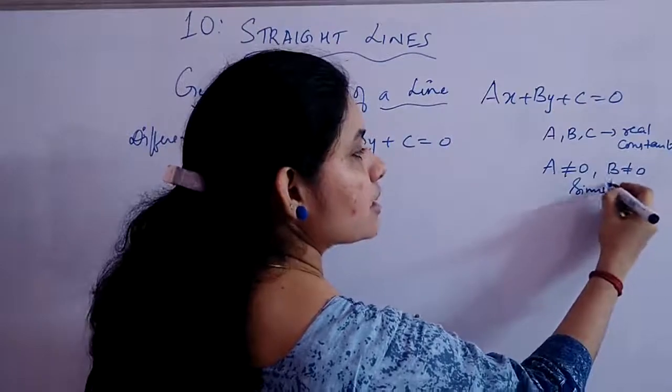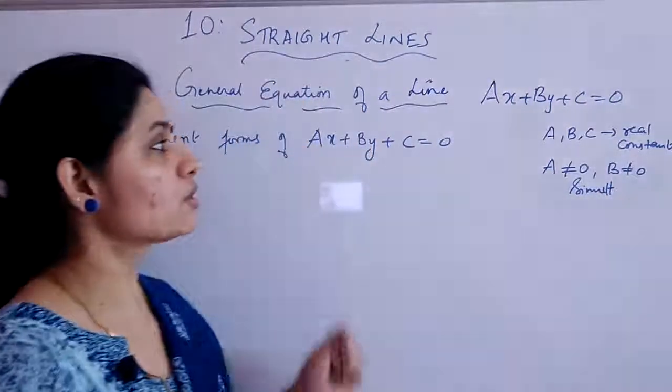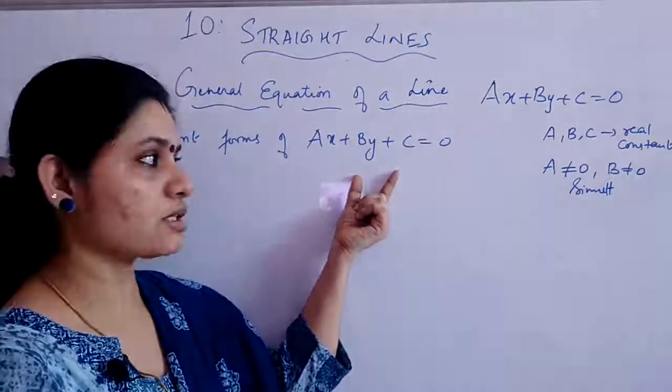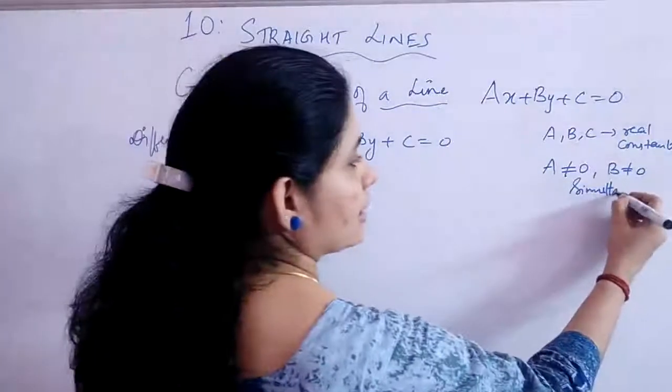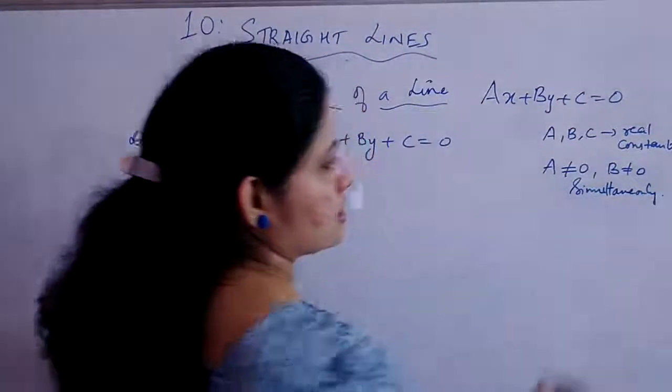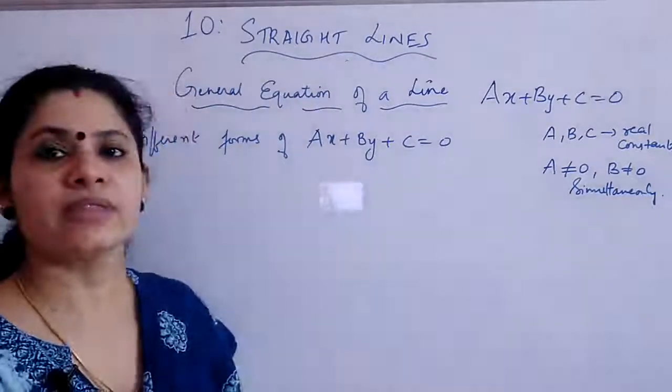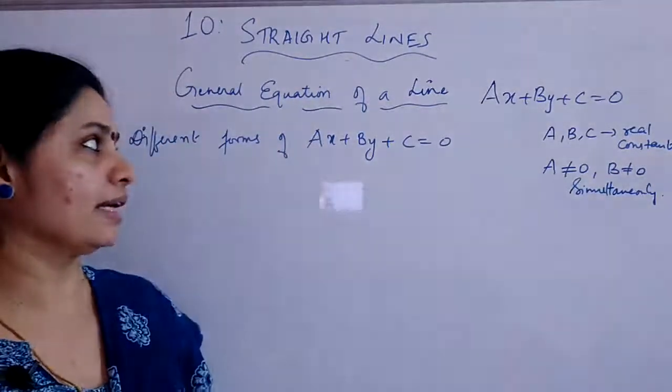Either of them is 0 means it's okay, but if both are 0, the equation will reduce to a constant. So both of them should not be simultaneously equal to 0. Okay, and this is known as the general equation of a straight line.